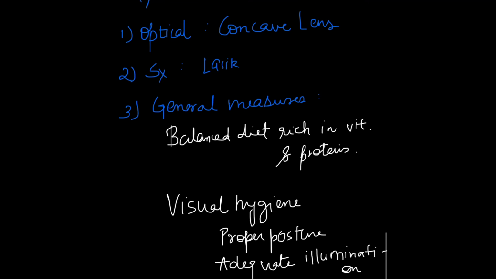Thirdly, there are general measures. Although this is an irreversible process, further damage can be prevented by taking a balanced diet rich in vitamins and proteins and maintaining proper visual hygiene, like sitting in a good posture and maintaining adequate illumination while doing near work.